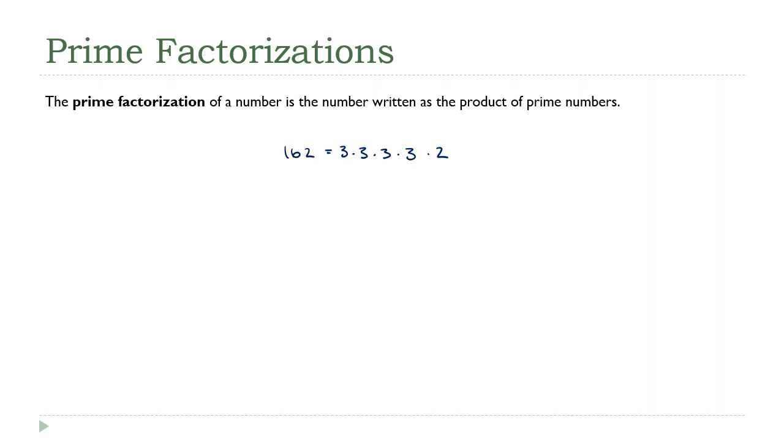Now, we wouldn't normally write it this way, right? Because writing out all those threes is a little tedious. We would normally write this using exponents as 3 to the 4th times 2. Okay, so if I give you a number, how can you find this prime factorization?